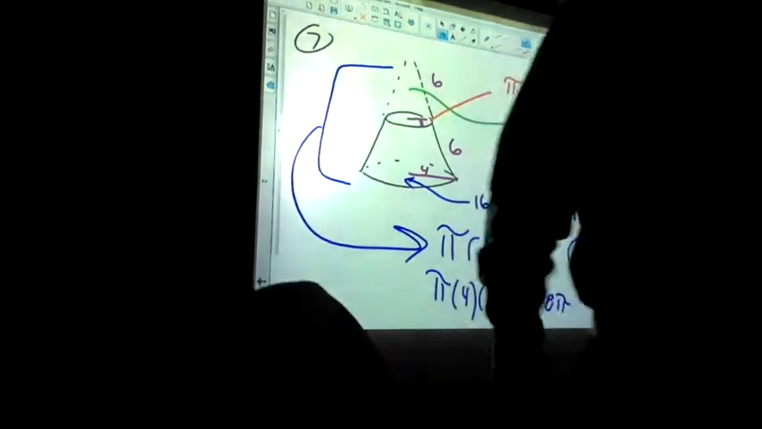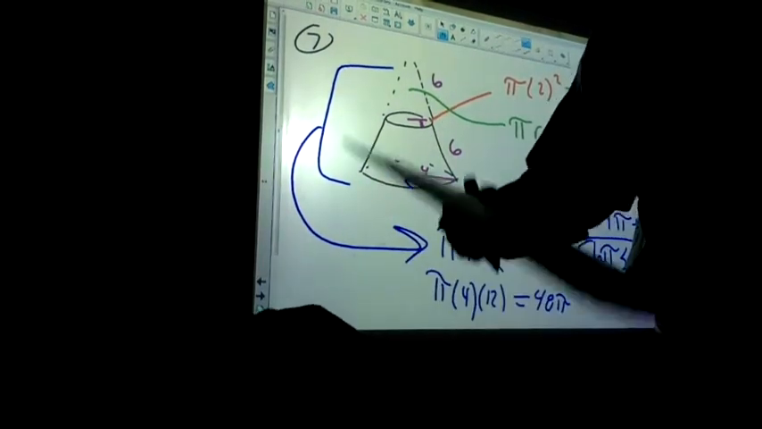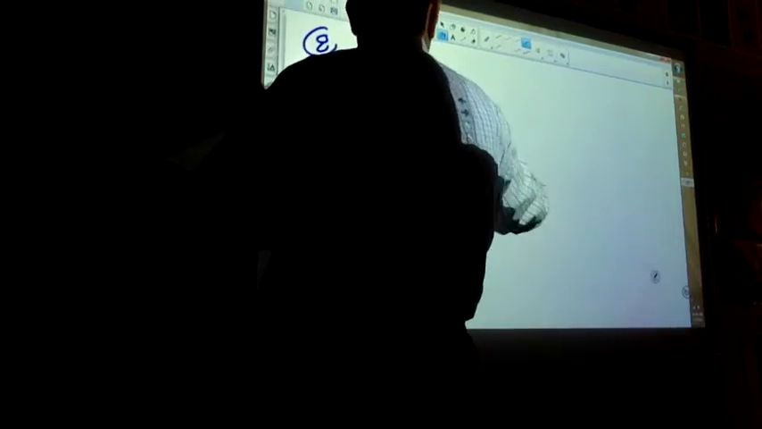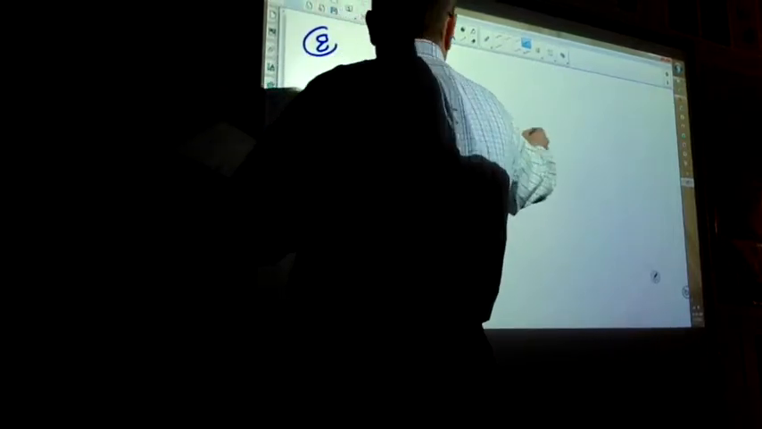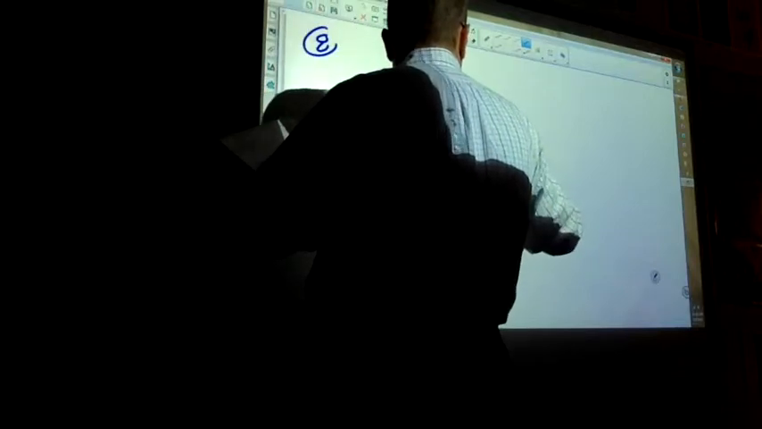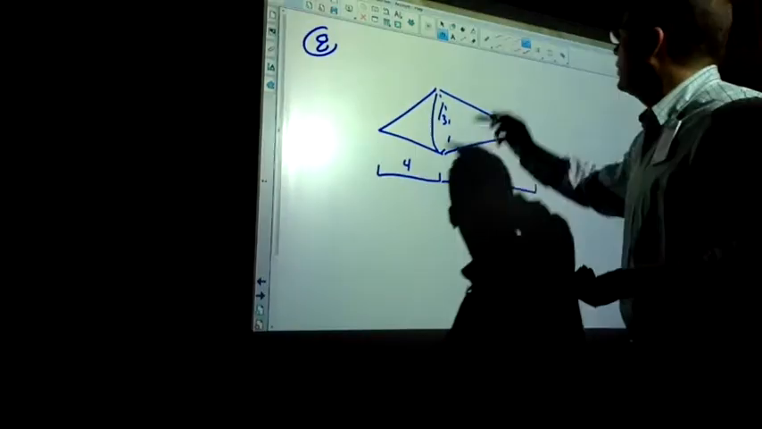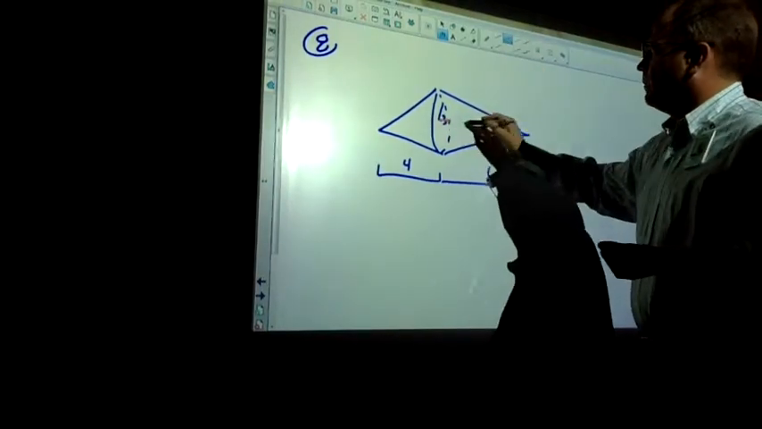Number 8. All right, so you have the total area of both. Number 8. So you have a cone. And we know that the radius is 3, but then they tell us that the true height here is 4 and the true height of this is 6. Okay? So let's figure that out.